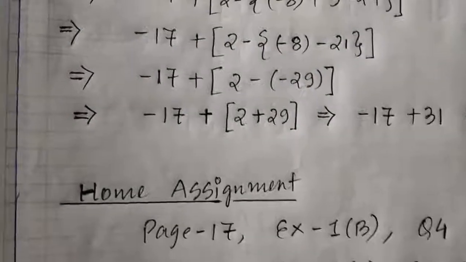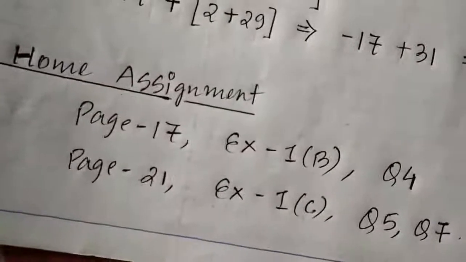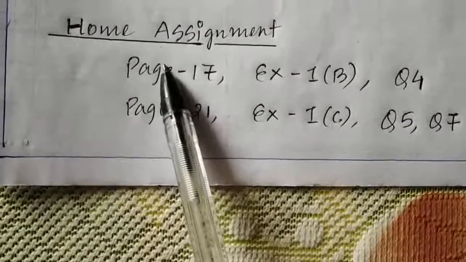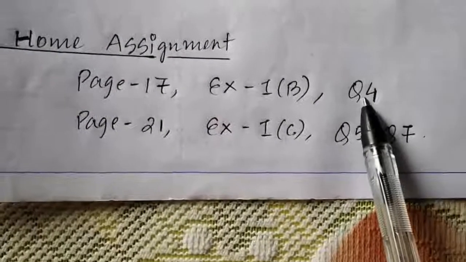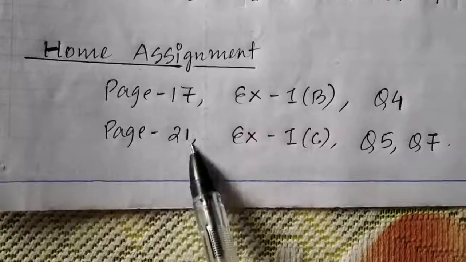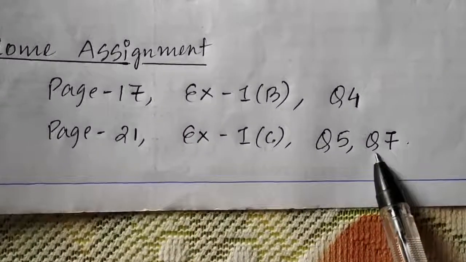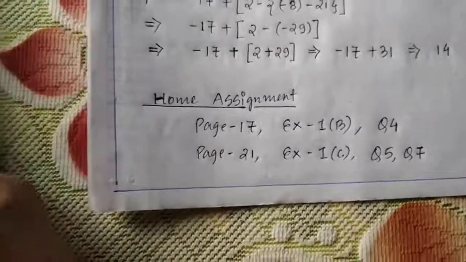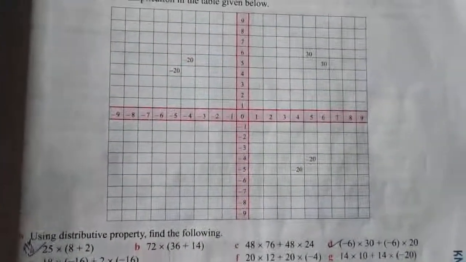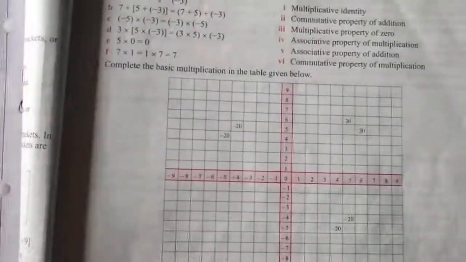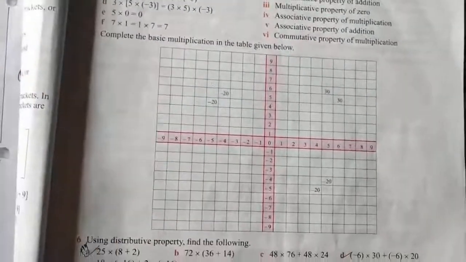Now we will see what is the home assignment. For the home assignment, we have page number 17, exercise 1b, question number 4, all. Page number 21, exercise 1c, question number 5, and question number 7, all we have to do. So question number 5 is this kind of table. You can see here question number 5.